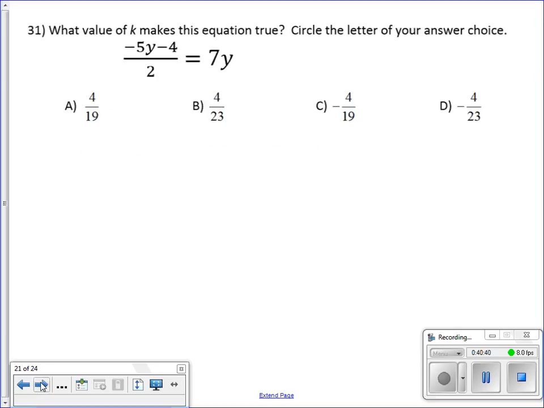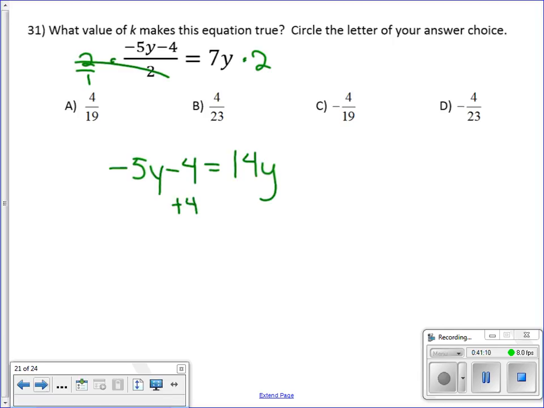What value of k makes this equation true? Circle the letter of your answer choice. Okay, so let's work this out. We need to get rid of denominators. Remember, anytime I have a denominator, I want it gone. So that means I'm going to multiply both sides by 2 over 1, or by 2, which is the same thing. So this cancels out, and I'm left with negative 5y minus 4 is equal to 14y. Remember, what this is saying is 7 times y times 2. So I can go ahead and multiply the 2 and the 7, and that's okay. I need to get rid of the 4, so I'm going to add 4 to both sides.